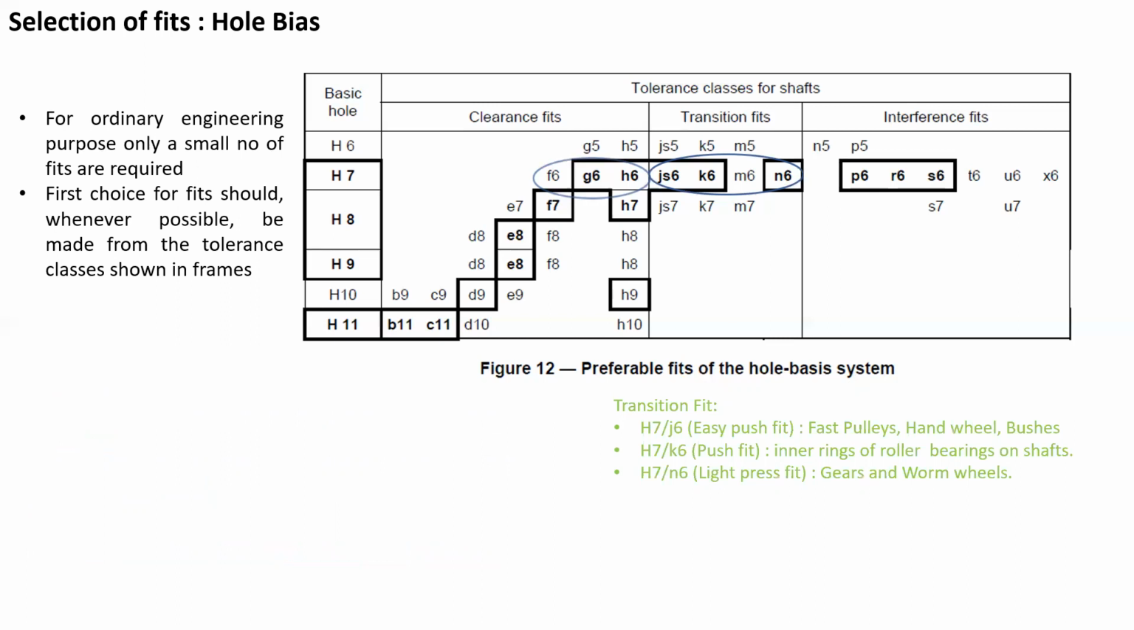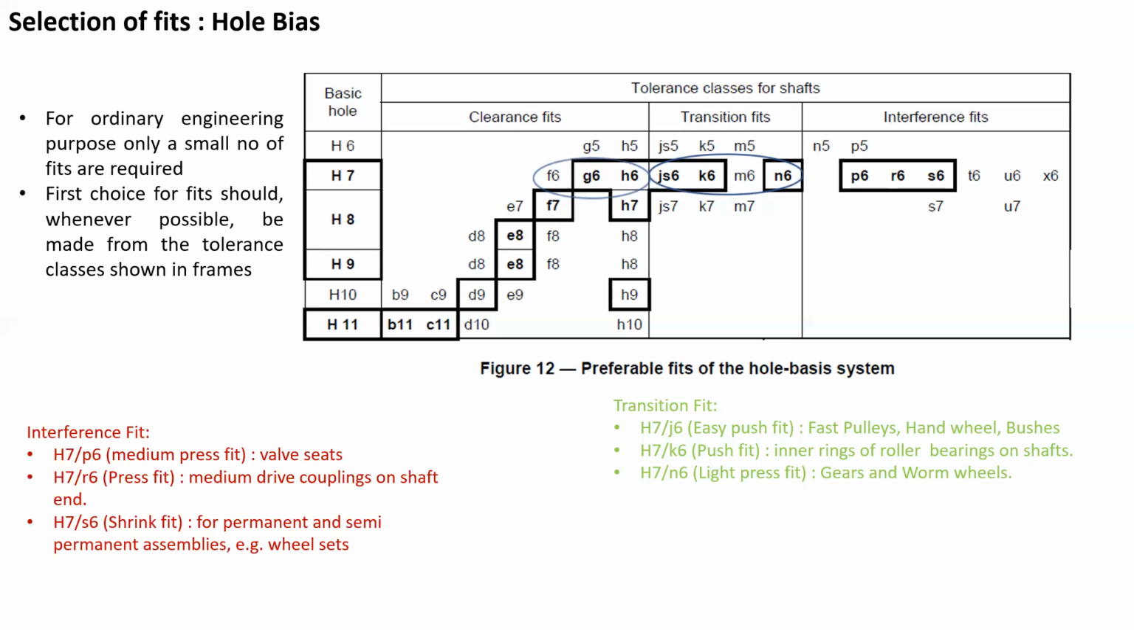Then H7K6 is a push fit. It is used in case of inner rings of roller bearing on shaft. Then H7N6 is a light press fit used for gears and worm wheels on their respective shafts.